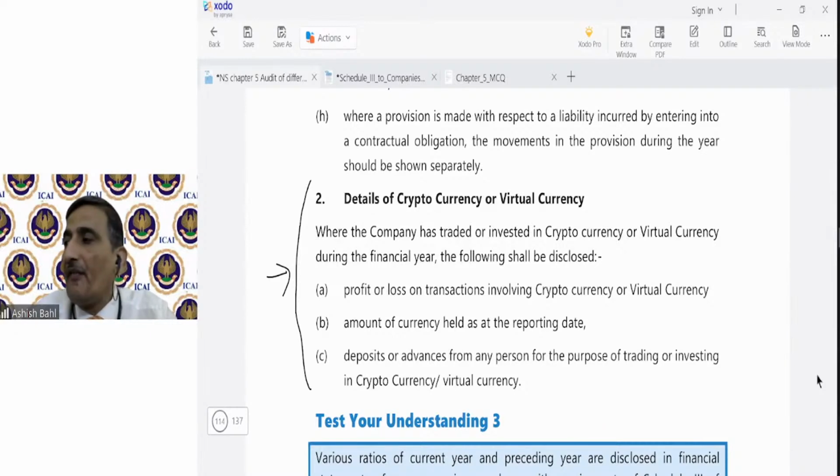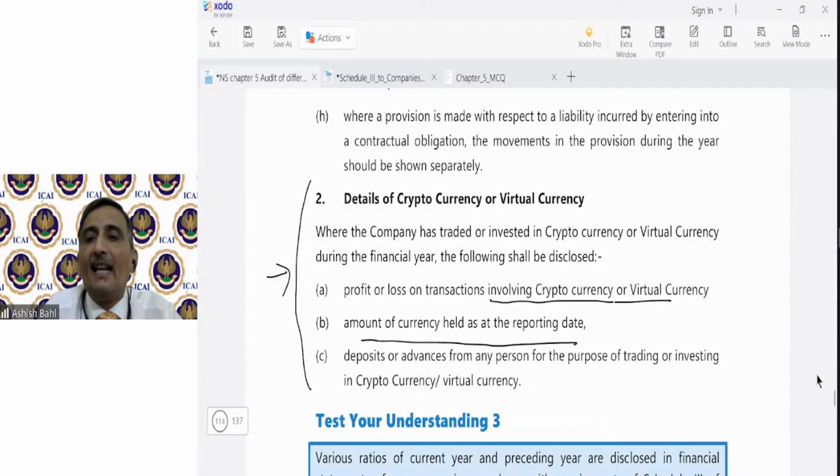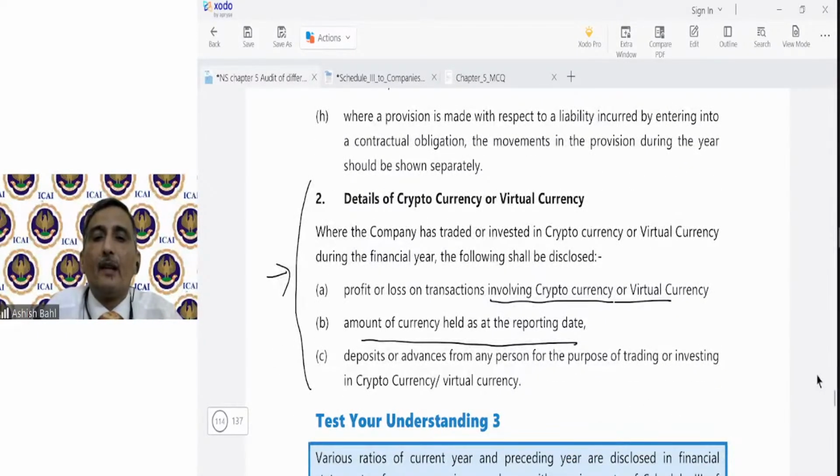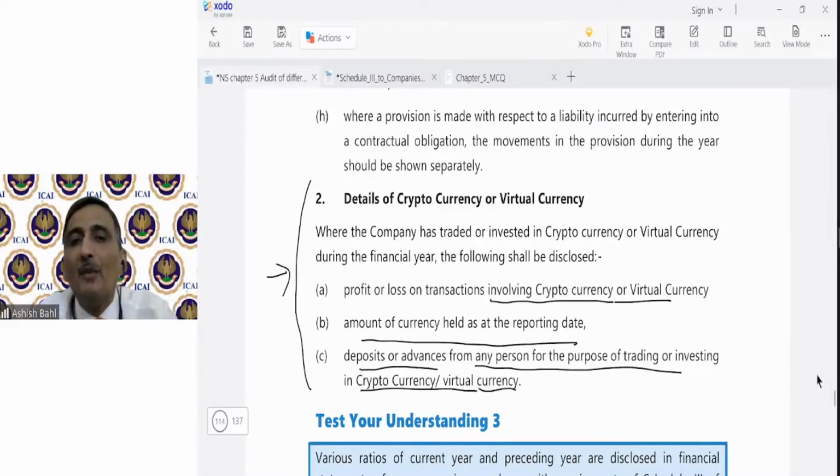Okay, so if a company is trading such virtual assets like cryptocurrencies, the profit or loss on transactions involving cryptocurrencies, the amount of currency held as at the reporting date, and if the company has taken money from somebody to invest in cryptocurrency, then it has to be disclosed. Deposits or advances from any person for the purpose of trading or investing in cryptocurrency, that has to be disclosed. Okay.